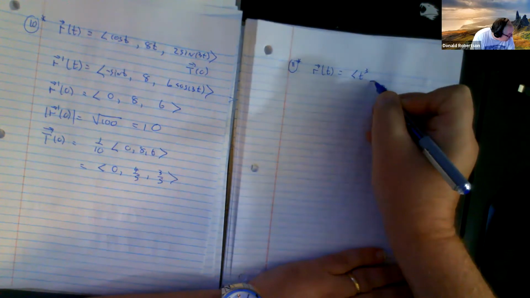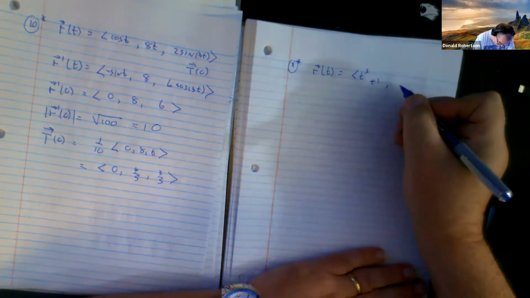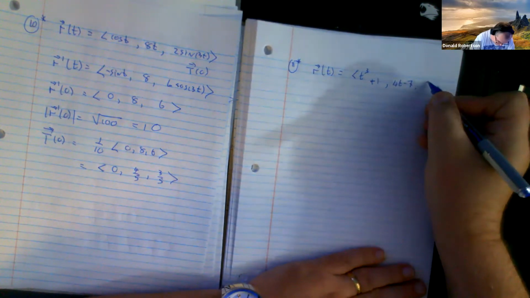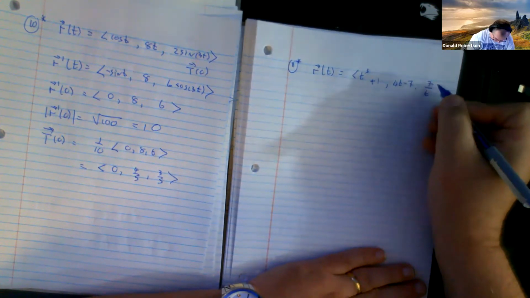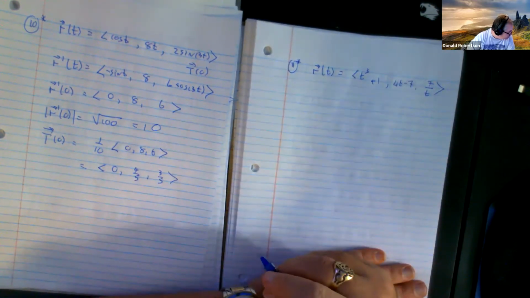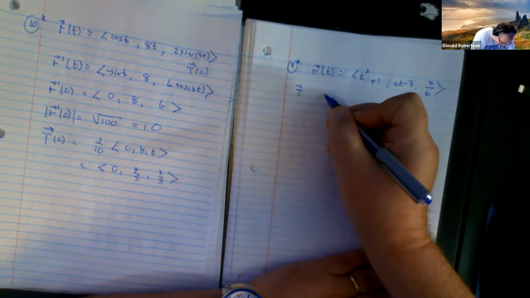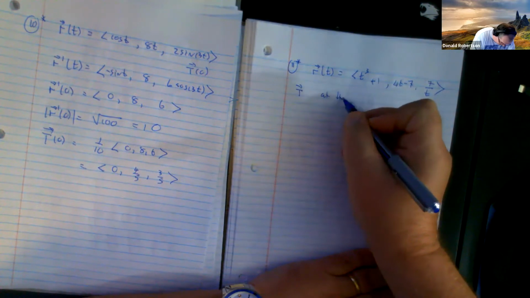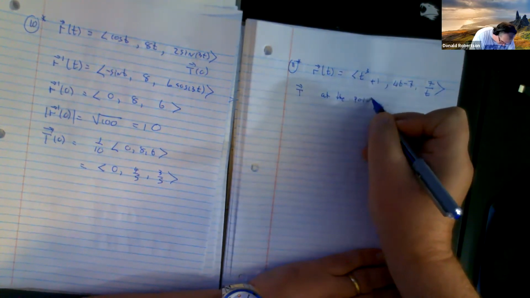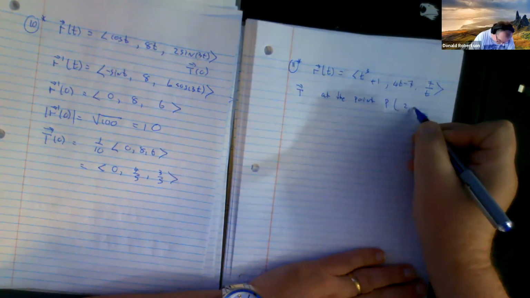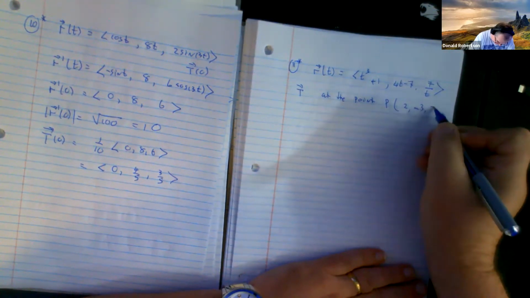It's a t cubed plus 1, nothing that weird. 4t minus 7, nothing that weird. And a 7 over t. And we're being asked to find the unit tangent vector at the point with coordinates 2, -3, 7.